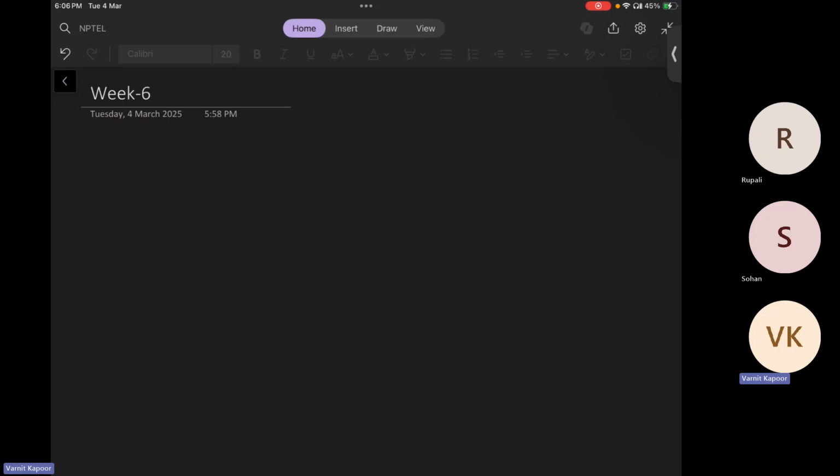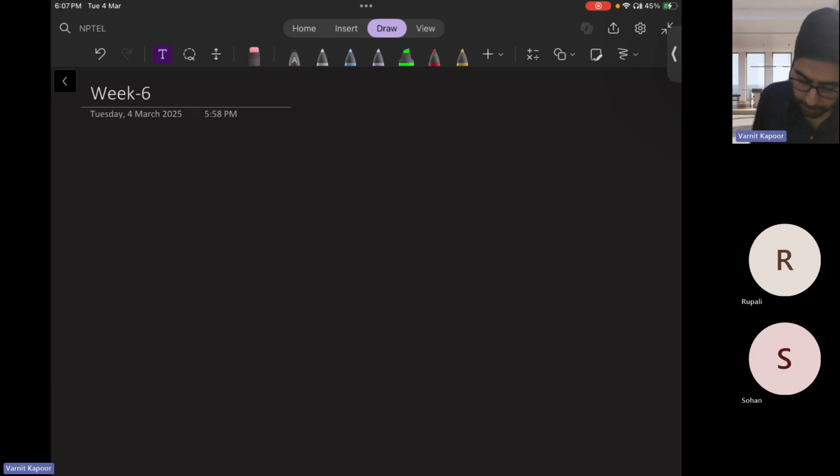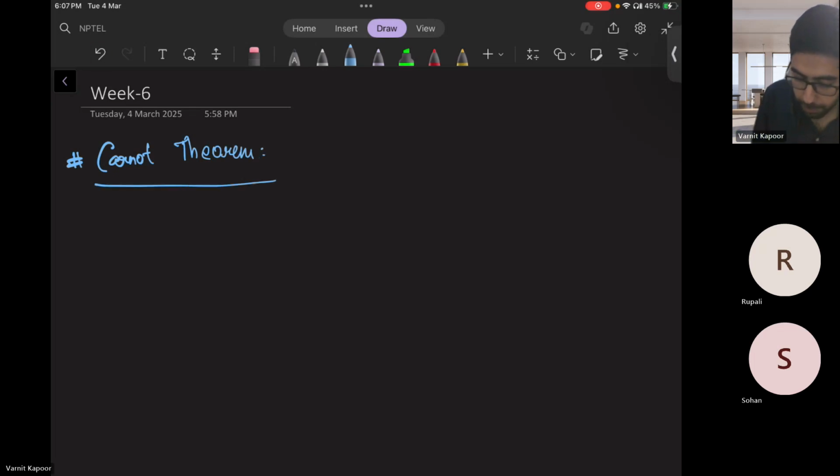So today we'll start with the discussion of the drawbacks of the Carnot cycle, as I told towards the end of the week 5 tutorial. Okay, so let me write the topic. First of all, the topic is Carnot theorem, which has basically four processes. The first process was isentropic compression from stage 1 to 2, then isothermal heat addition, then isentropic expansion, and isothermal heat rejection. In detail, we have discussed this in the last tutorial.